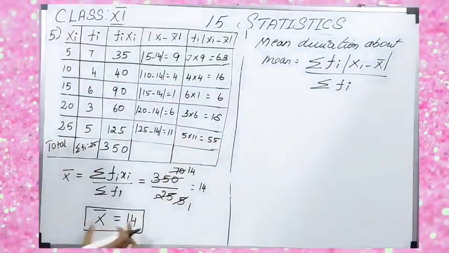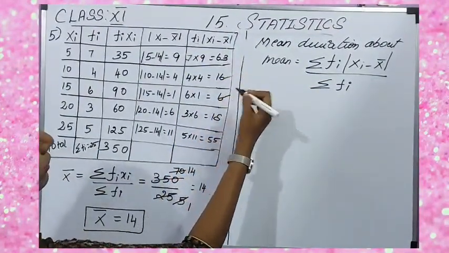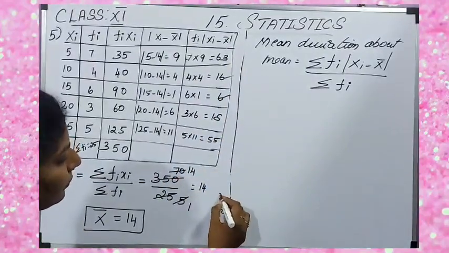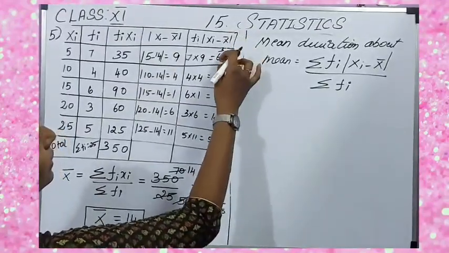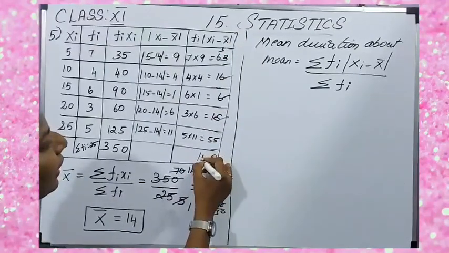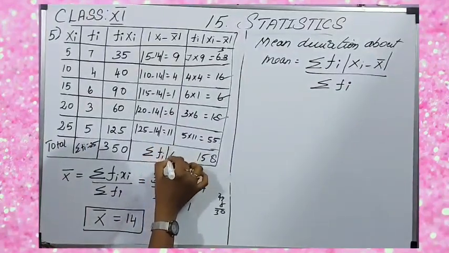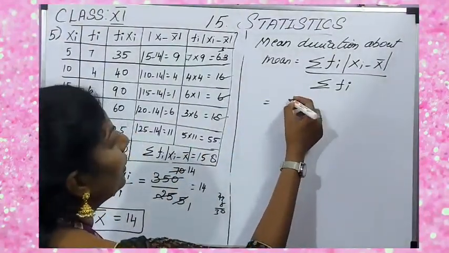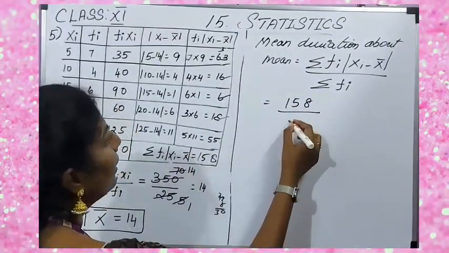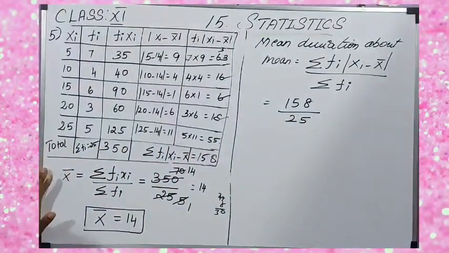Where summation fi is 25. Now you have to add the values 63, 16, 6, 18, 55. It is 158. So summation fi modulus of xi minus x bar is equal to 158. Now we'll substitute here: summation fi modulus of xi minus x bar divided by summation fi is 158 divided by 25.